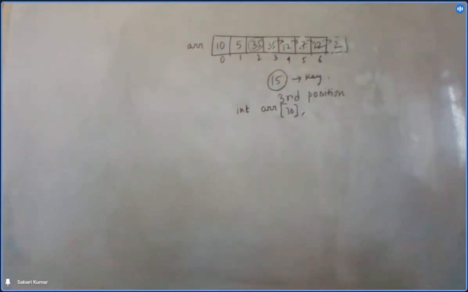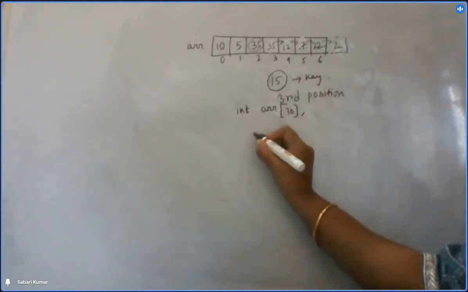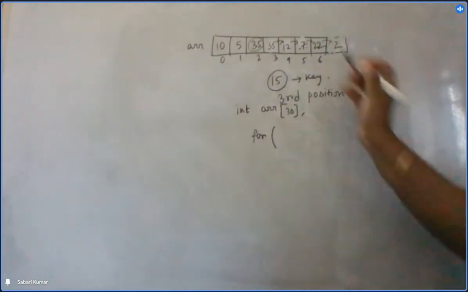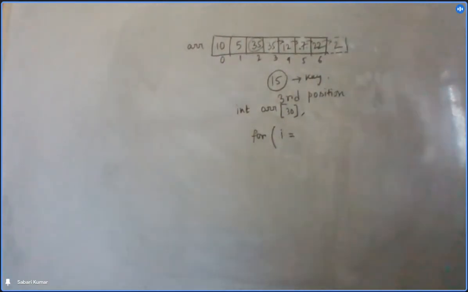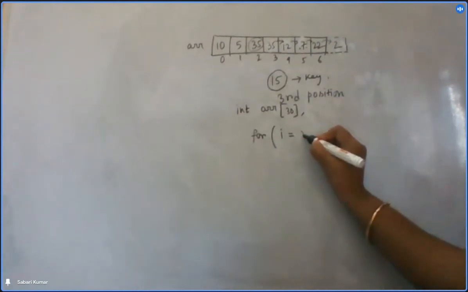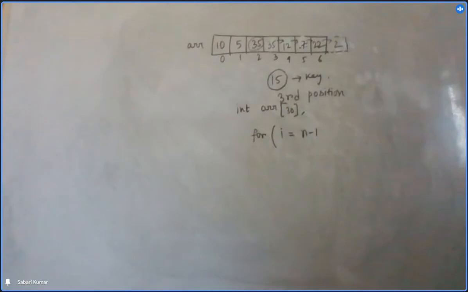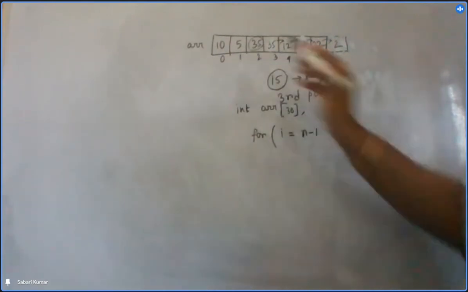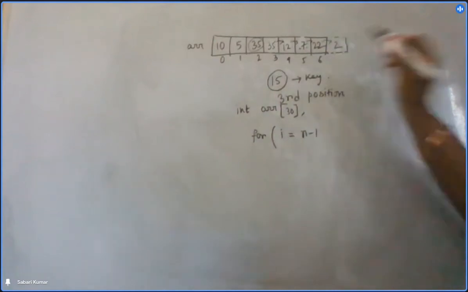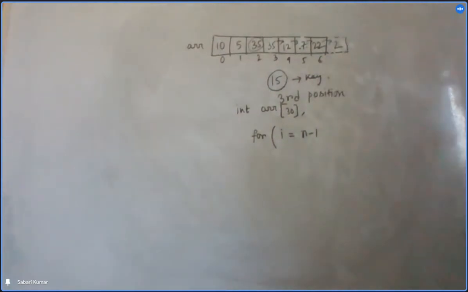Okay. After that, what will be the main logic part? We need a loop structure. Why is a loop structure required? Because we have to perform this shifting. So for that, I have taken a loop variable. I'm just talking about the logic part. So for i equals n minus 1, where n is the number of elements present in the array. Why n minus 1? Because if the number of elements is 7, then the last index is n minus 1, that is 7 minus 1, which means 6.